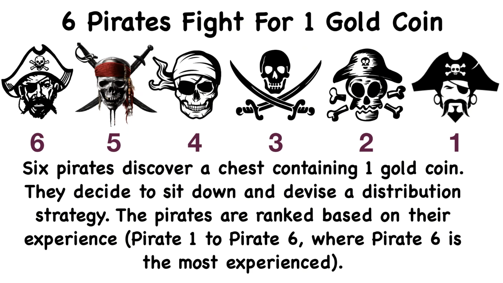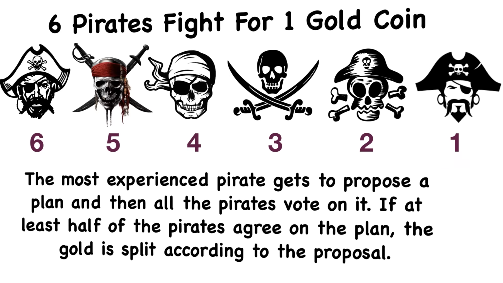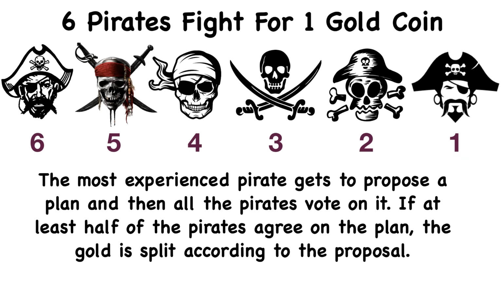So here are the puzzle details. 6 pirates discover a chest containing 1 gold coin. They decide to sit down and devise a distribution strategy. The pirates are ranked based on their experience, Pirate 1 to Pirate 6, where Pirate 6 is the most experienced. The most experienced pirate gets to propose a plan and then all the pirates vote on it.